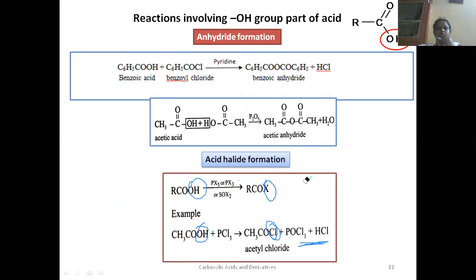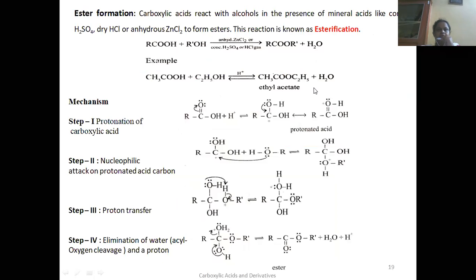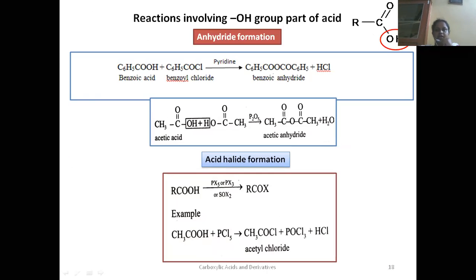Basically we will be studying three types of reactions. One is reactions involving only hydrogen. We have seen reactions involving OH, and in another case we will be seeing reactions which involve the whole functional group. There is one more reaction, that is ester formation. I think we can stop here and discuss this in the next class.